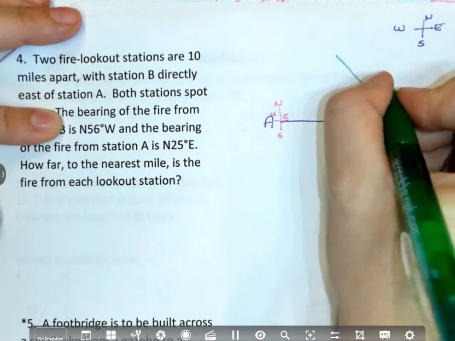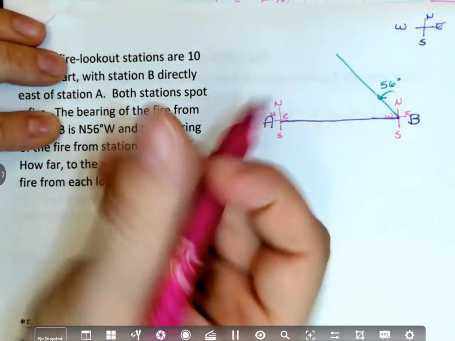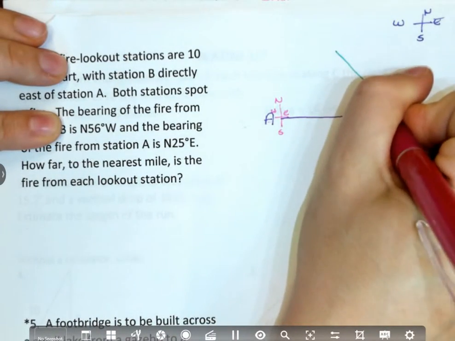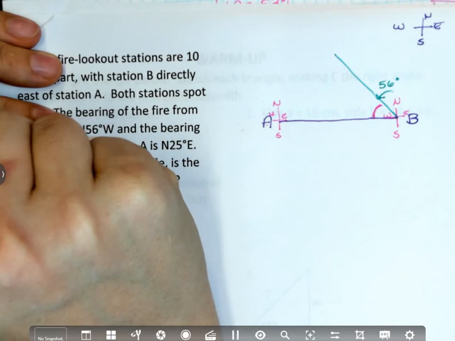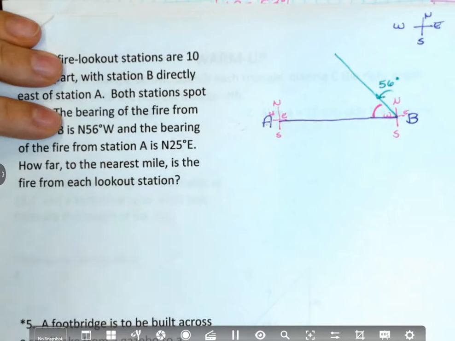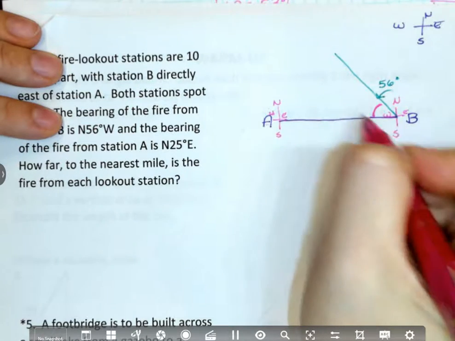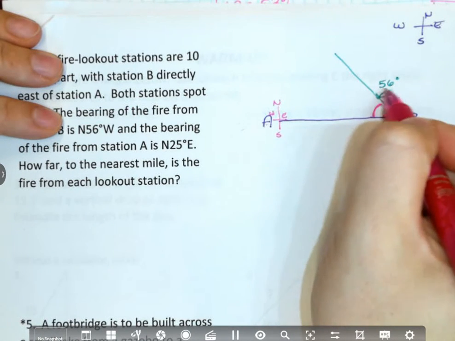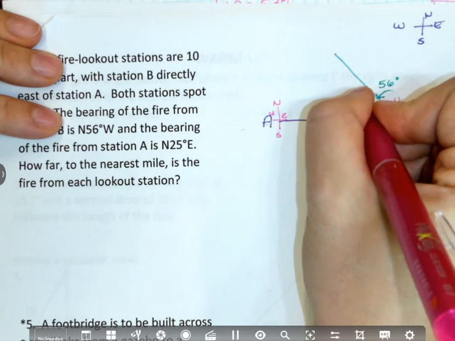So if this angle here is 56 degrees, what is going to be the angle inside here? What is the angle between north and west? 90. As long as you don't say Kardashian, we're okay. Is everybody okay with that makes a 90-degree angle? So if this is 56, what's this going to be? 34.